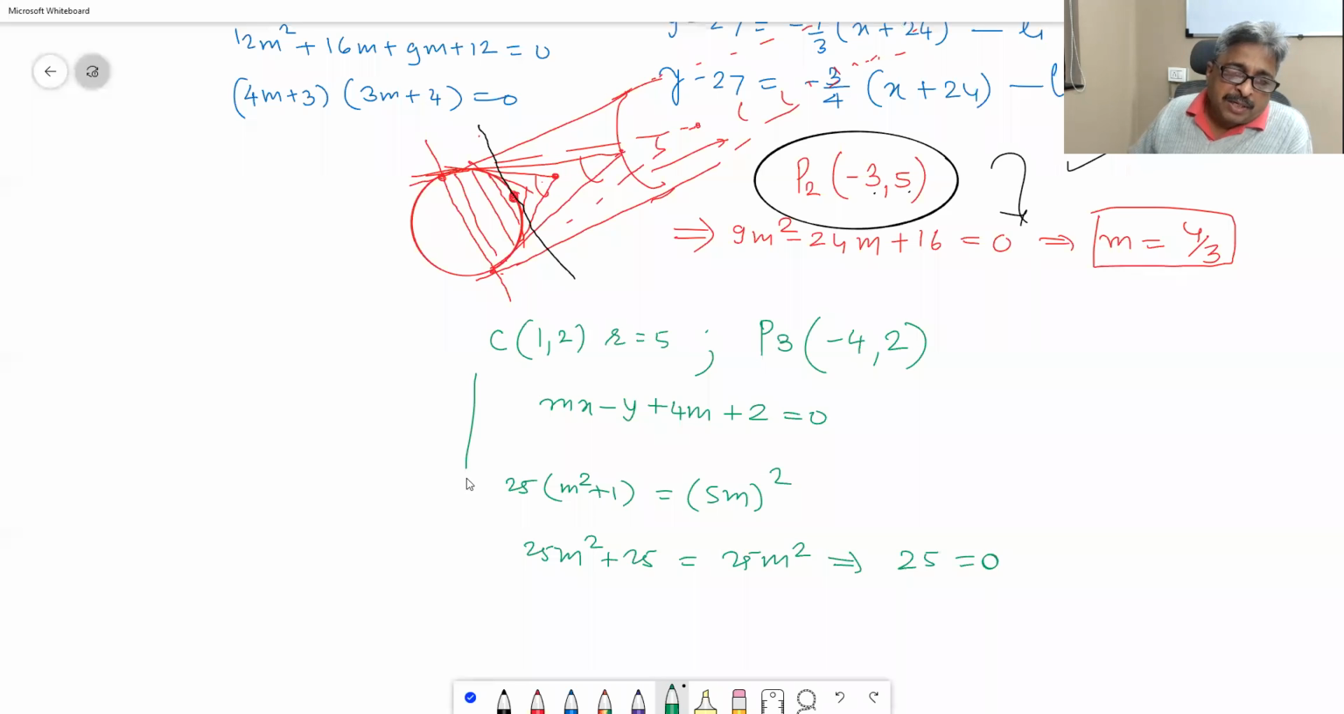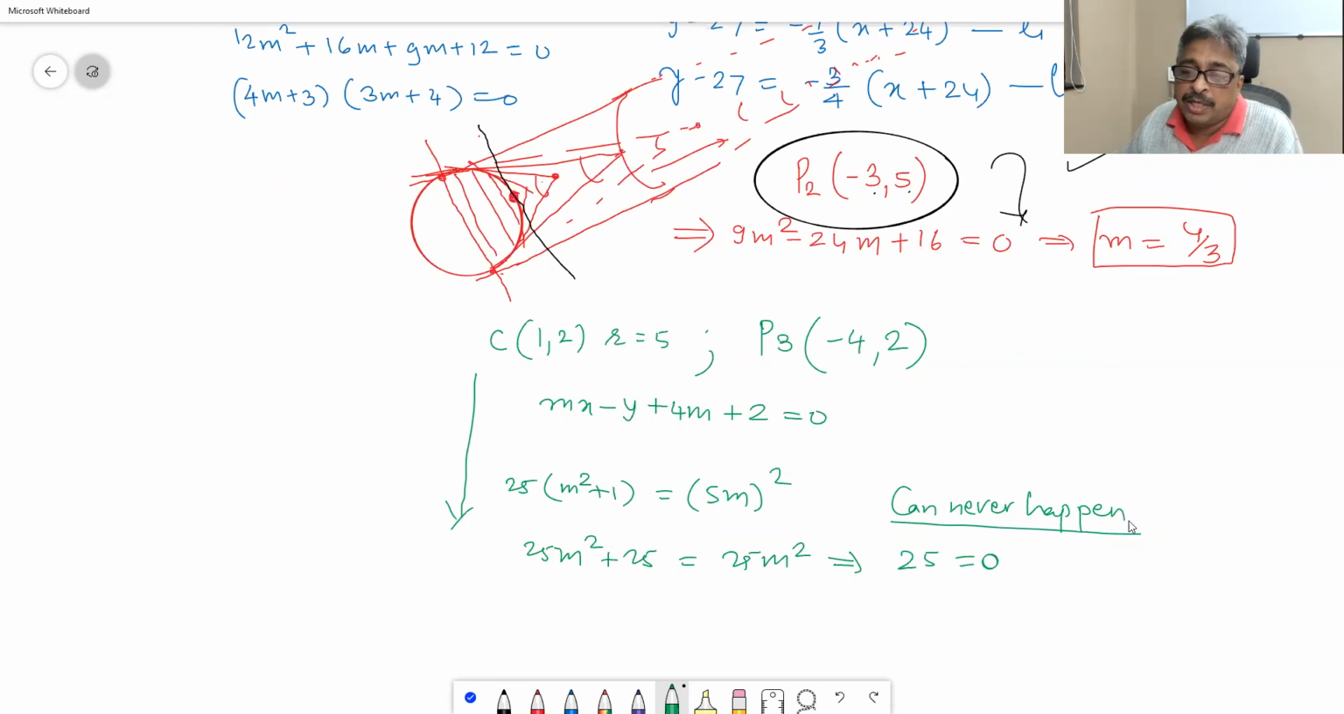If I am confident about my calculations, I should not get surprised by this. That is what I am trying to teach you now. When you were too young, you were told that this can never happen. That was told to you, right? Presently, we are seeing that it is happening. 25 is equal to 0. So we must have done something either wrong or we are interpreting it wrong. Let us go back and check.